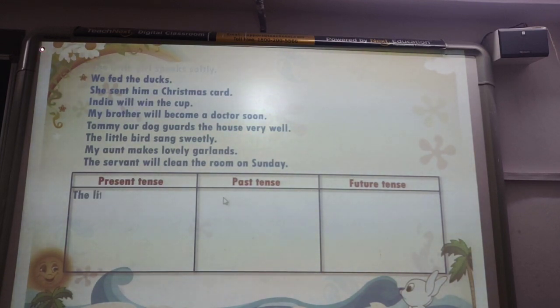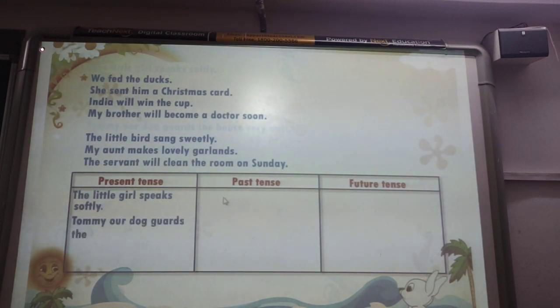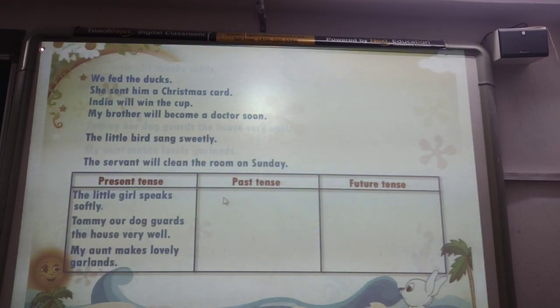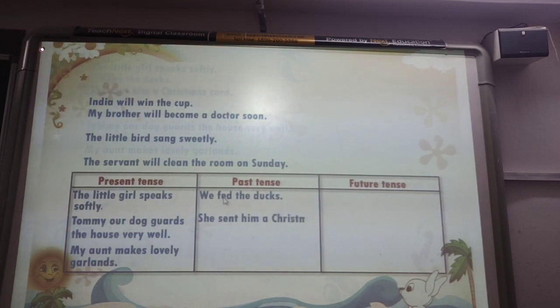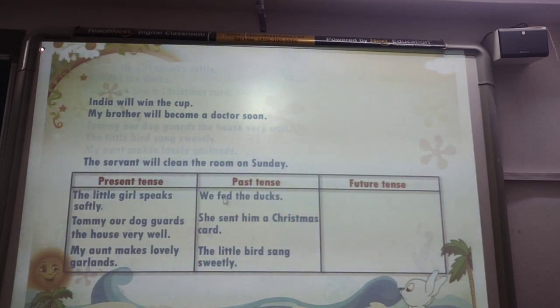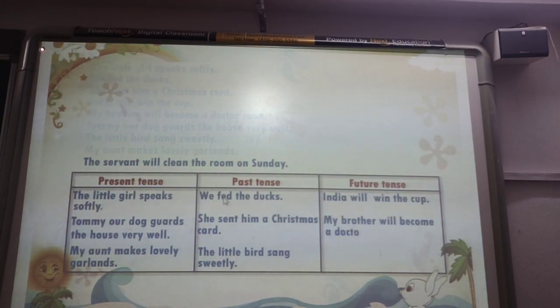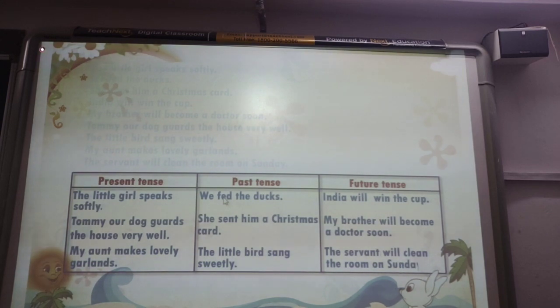Present. The little girl speaks softly. Tommy, our dog, guards the house very well. My aunt makes lovely garlands. Past. We fed the ducks. She sent him a Christmas card. The little bird sang sweetly. Future. India will win the cup. My brother will become a doctor soon. The servant will clean the room on Sunday.